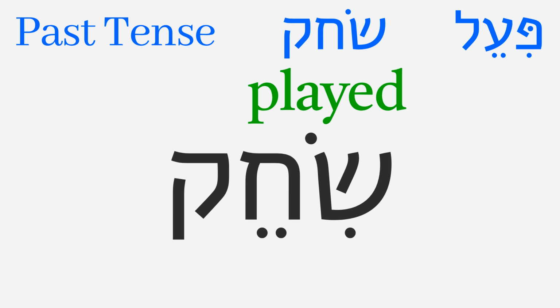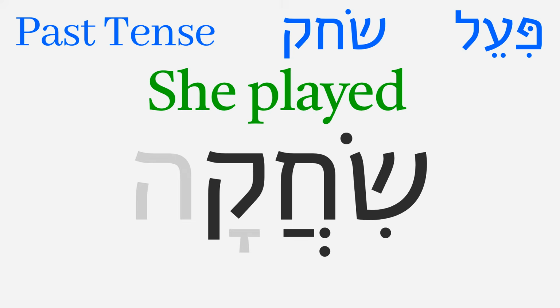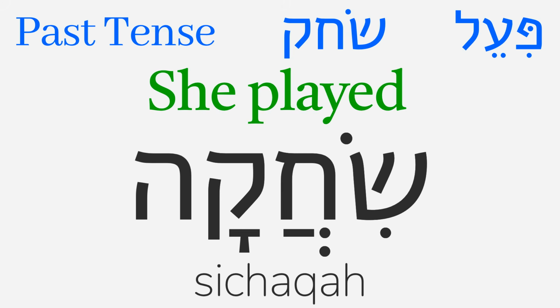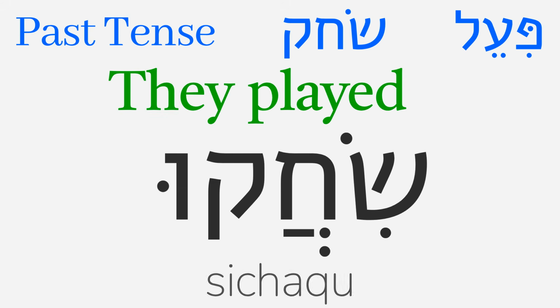Remember that the she and they forms of the past tense are supposed to take this he form and shorten the vowel on the second root letter to a schwa. That cannot happen with these 4 letters. So instead, the vowel becomes a patach schwa. The ending for the he, she form is a, which makes sichaka, she played, and for the heim and hein, they form, the ending is u, making sichaku, they played.